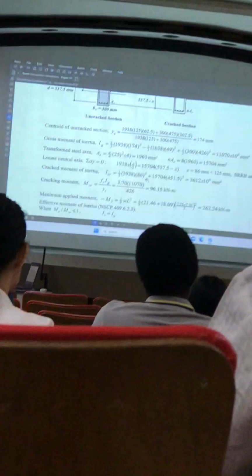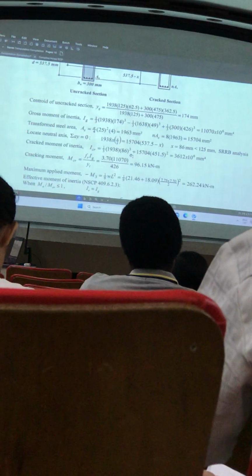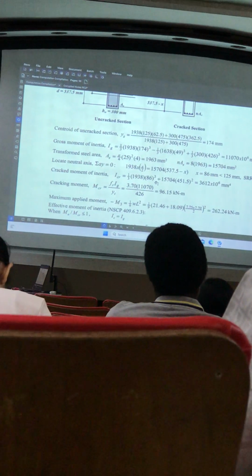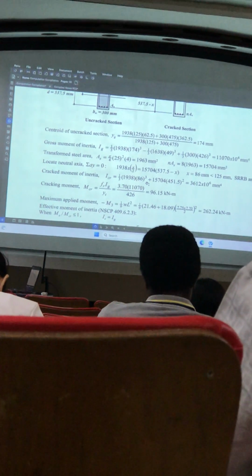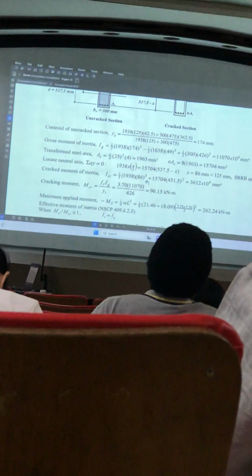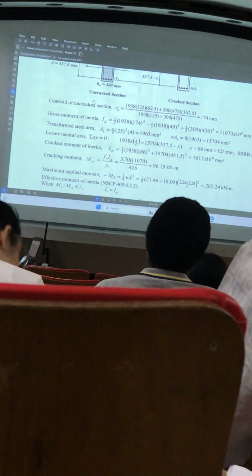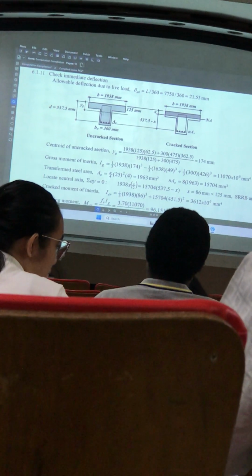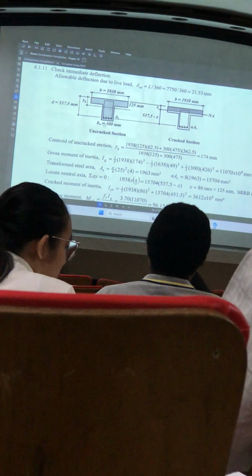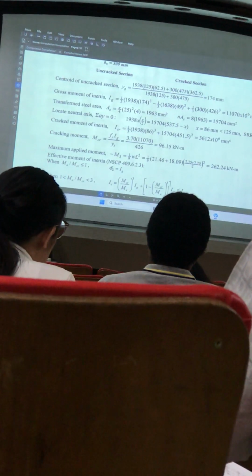So fr, that is your tensile modulus of concrete or modulus of rupture, multiplied by Ig, which is the gross moment of inertia, over Yt, that is the distance from the neutral axis to the extreme tension fiber. So we are referring to the uncracked section. Tension under is a force. So Yt is the distance from the neutral axis to the bottom fiber.